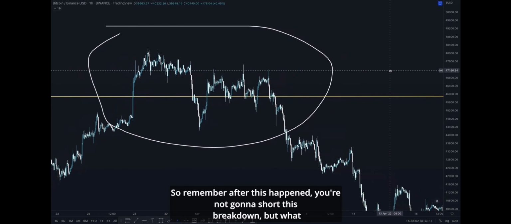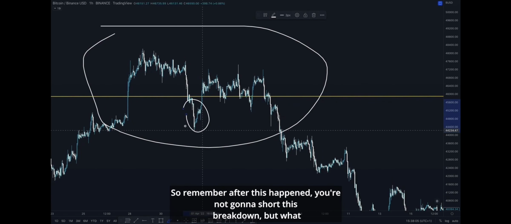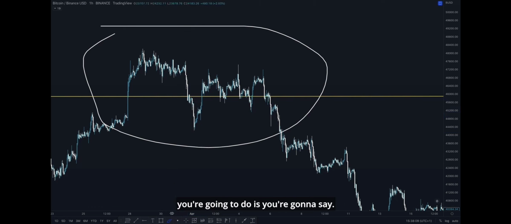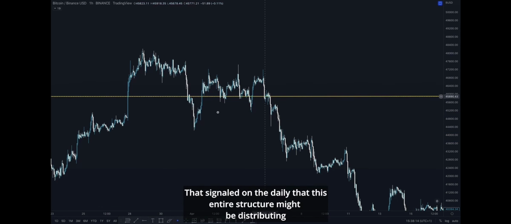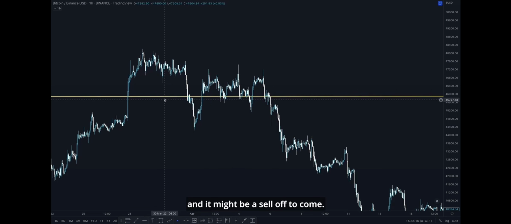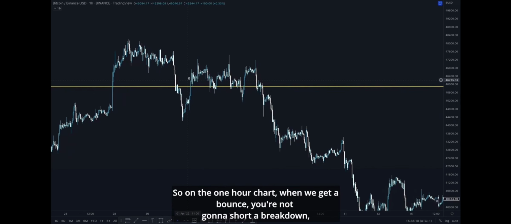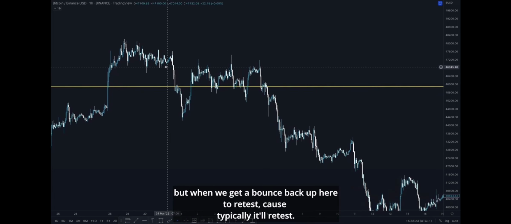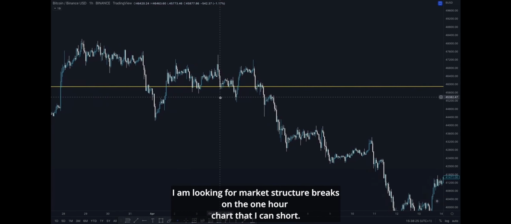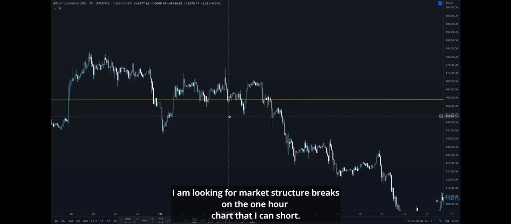So remember, after this happened, you're not going to short this breakdown. But what you're going to do is you're going to say that signaled on the daily that this entire structure might be distributing and it might be a sell-off to come. So on the 1 hour chart, when we get a bounce, you're not going to short a breakdown. But when we get a bounce back up here to retest, because typically it'll retest, I am looking for market structure breaks on the 1 hour chart that I can short.